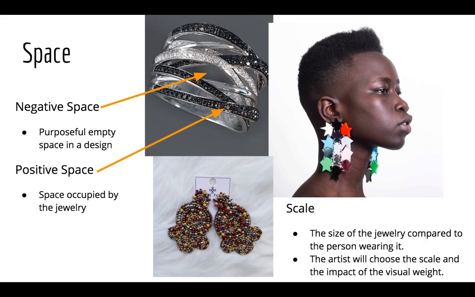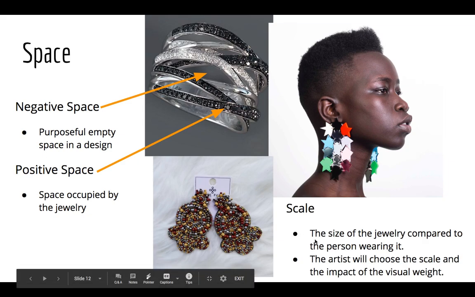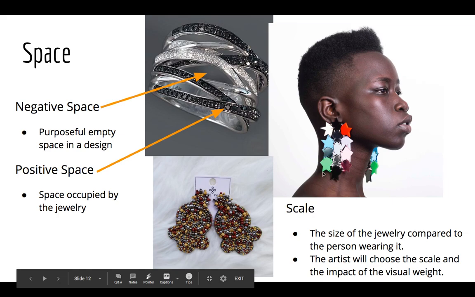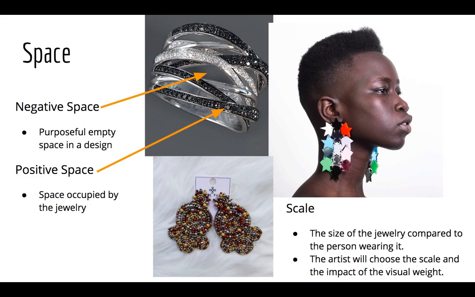Another thing to think about with space is scale. And this is really important with jewelry. This might not come up as much as with other forms of art, but for space and jewelry, we want to think about how much space it occupies. So this model here is wearing these earrings that are quite a statement and they take up a lot of space. And just the use of physical space from this piece of jewelry is what really emphasizes it. It creates a visual weight. You can feel its weight when you look at it.